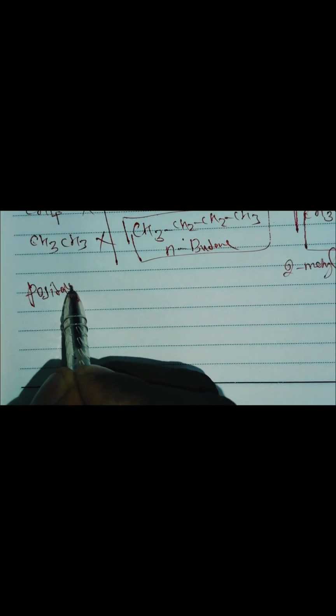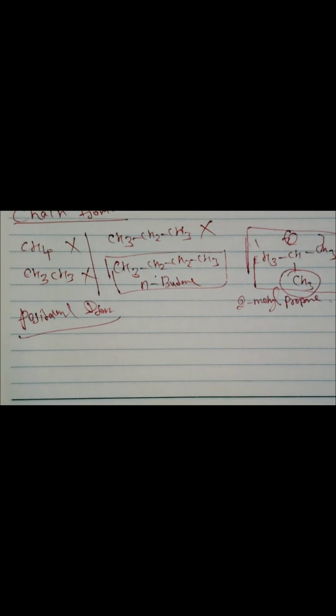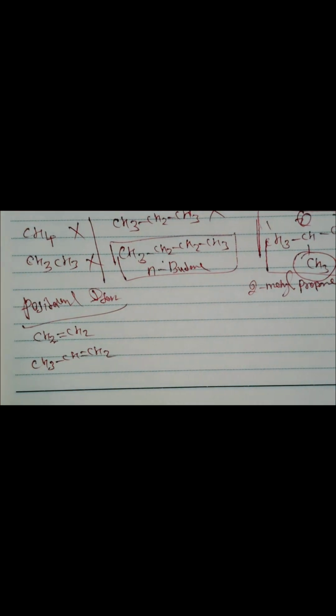Next, positional isomerism. In positional isomerism, the position of a substituent or functional group is interchanged among the molecules. For example, ethylene, CH2=CH2, and propene, CH3CH=CH2, cannot show positional isomerism, because whether the double bond is at the first or second carbon makes no difference. These two molecules cannot show positional isomerism, especially for alkenes.